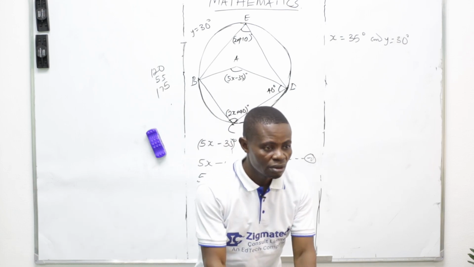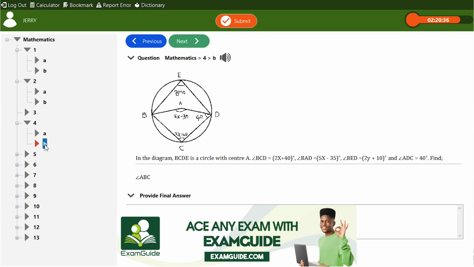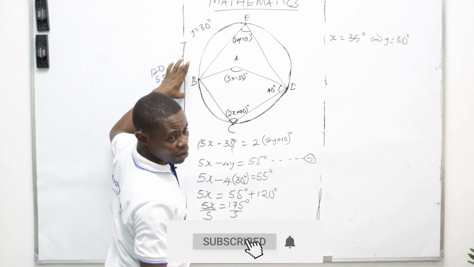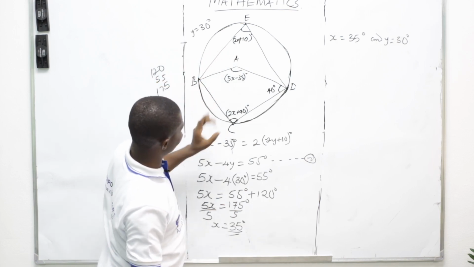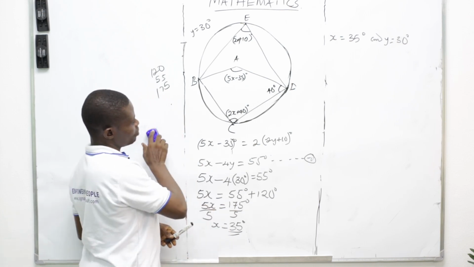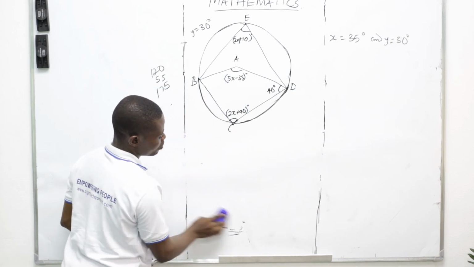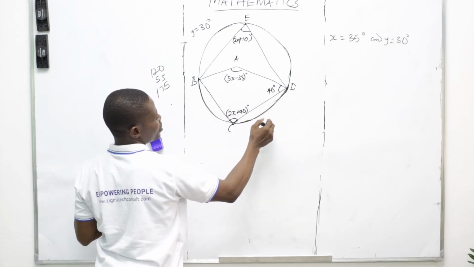So let's go to the next question. Also find the value of angle ABC. ABC. That is this angle here, okay? If you want to look for this angle, we have to fill in this place. What is x? x is 35 degrees.